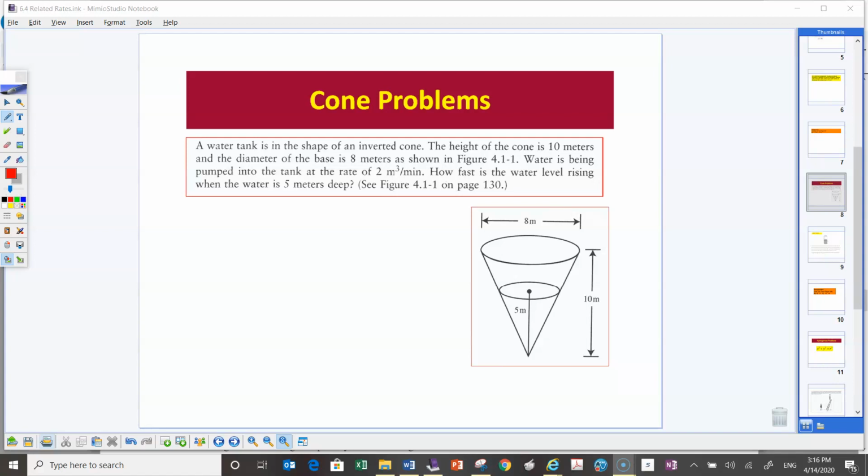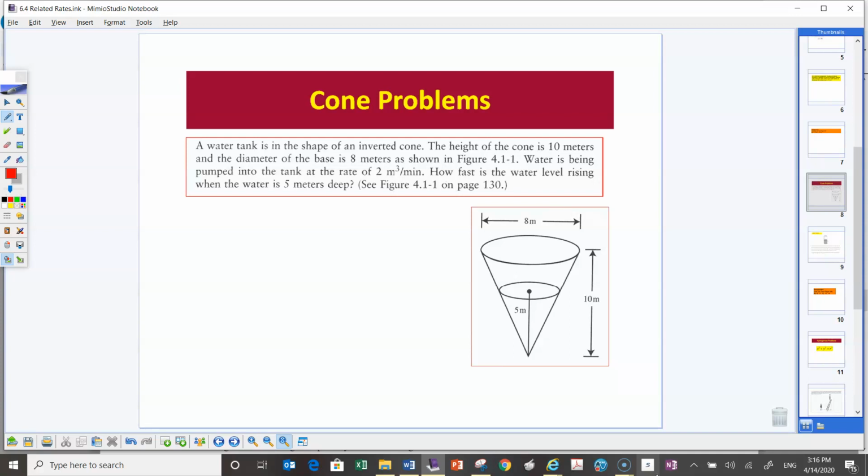So there's lots of information given here, and the one thing you have to be careful of when doing cone questions is as the water is rising in the cone, it is also growing, the radius is also growing, and as it goes up the cone, the radius is not a constant. So there's a rate change in the height and there's a rate change in the radius.